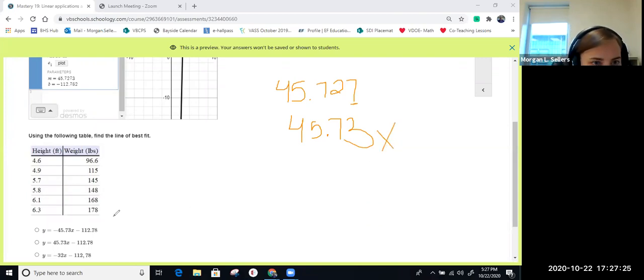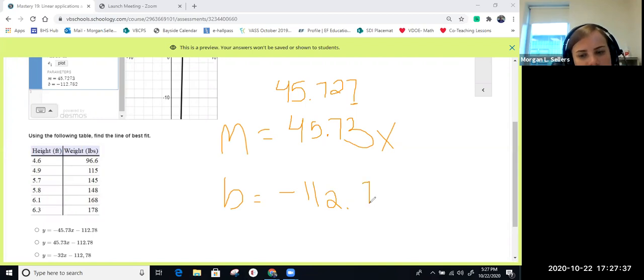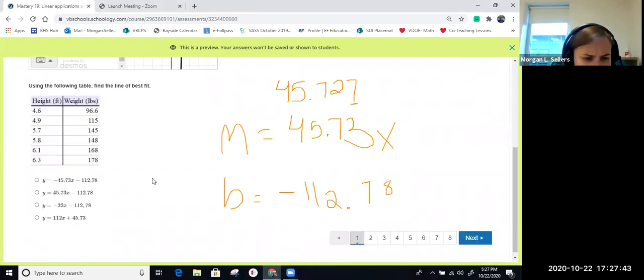And then our B is going to be negative 112 point, we can just leave it as 0.78 because that 2 will not make that round up. Okay, so I'm going to go down here. Okay, so Y equals 45.73X minus 112.78. All right, so that is for that one.